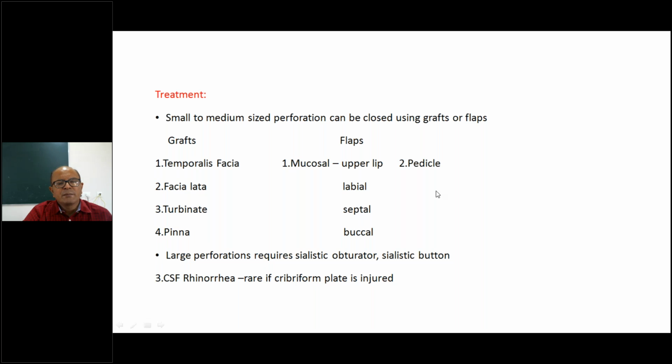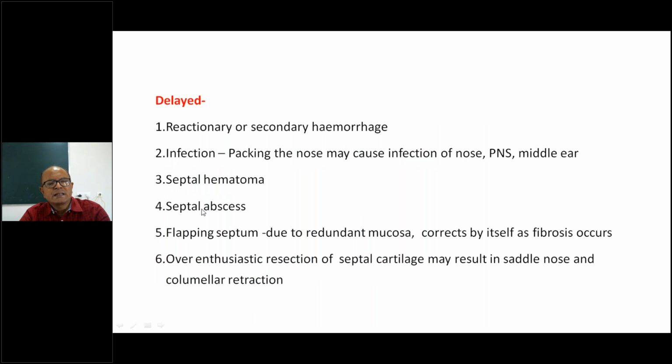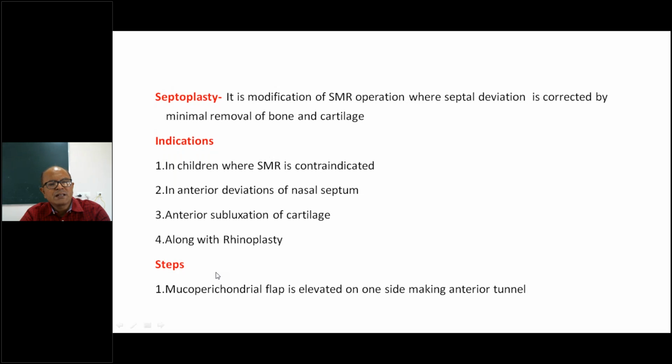Okay, graft material. And also you can use a mucosal flap, maybe from the upper lip, that is the pedicle flap, or you can use a labial, septal, or even buccal flap. Large perforations require an elastic obturator or button, and CSF rhinorrhea we have not encountered in any case. These are the common complications.